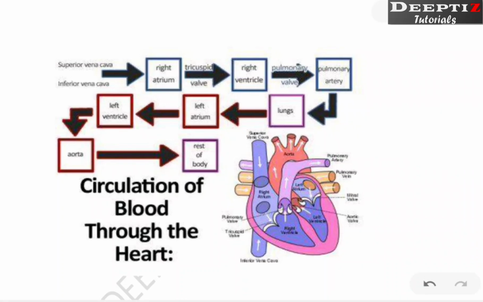Hello everyone. This is the second part of structure of heart. So this is a summary of what happens in our heart. So let's quickly go through that.